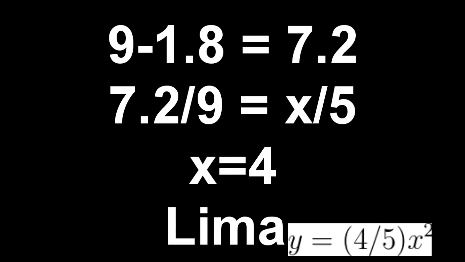With this information, we can find that the Lima is 7.2 miles north when the Pinto is 9 miles north. We can set up the proportion 7.2 divided by 9 equals x divided by 5 to find that the Lima travels on the path y equals 4/5 x squared.